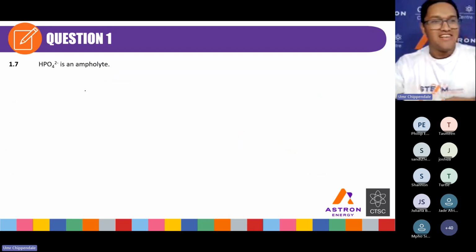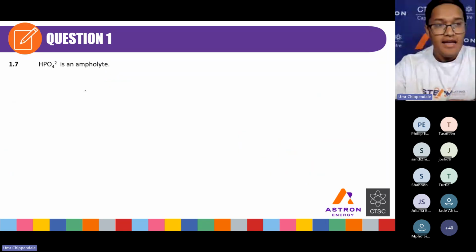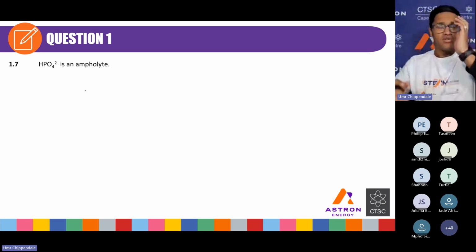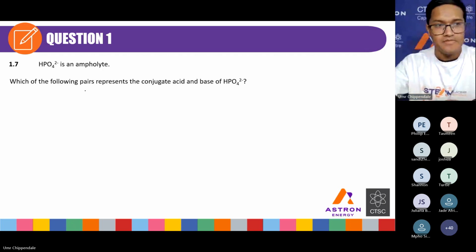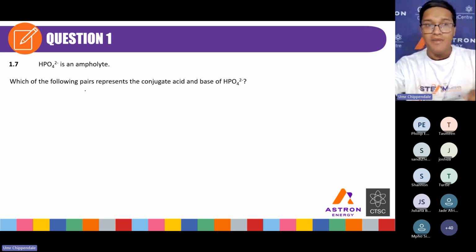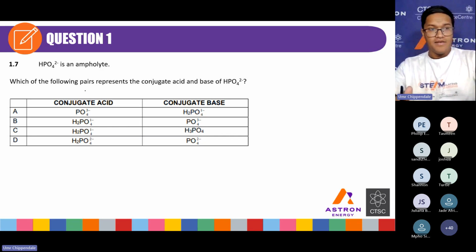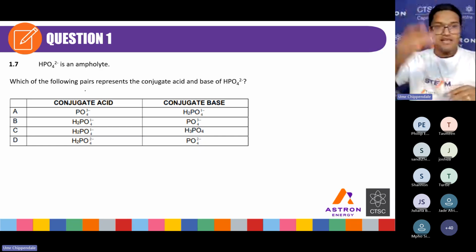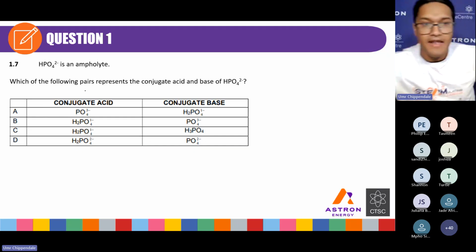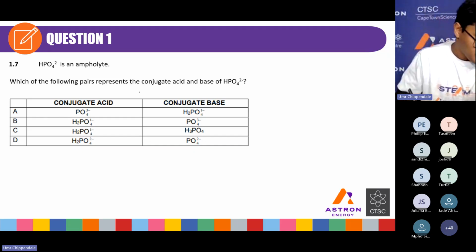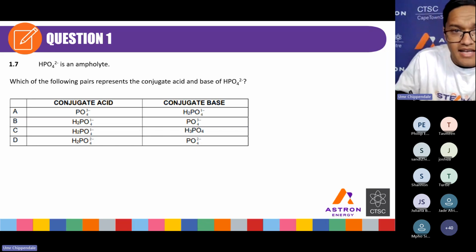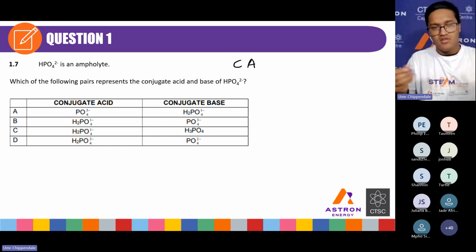Moving on. 1.7. HPO4 2- is an ampholyte. Now remember, ampholyte means it could be an acid or a base. Which of the following pairs represents the conjugate acid and base of HPO4 2-? And then they have given you this table. They give you A, B, C, D, and then which could be the conjugate acid, which of these could be the conjugate base. Now, when we do this section, remember, a conjugate acid, I'm going to write as CA, because I don't want to take too much time.